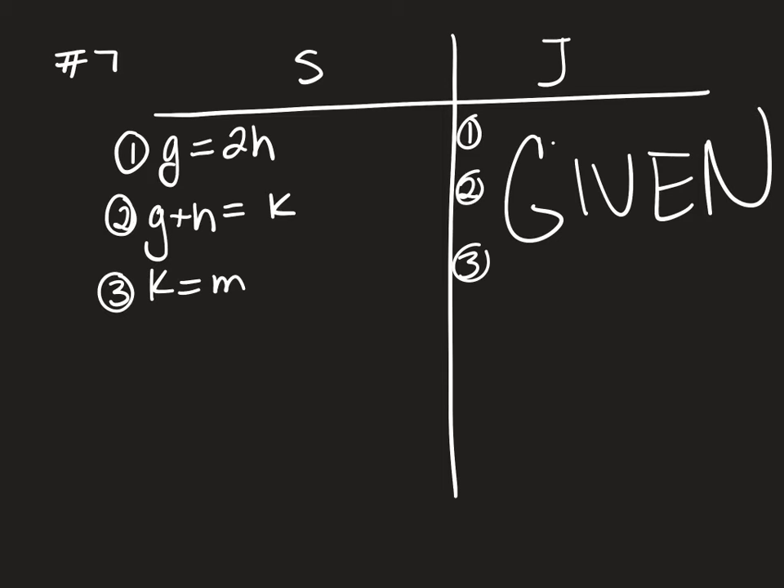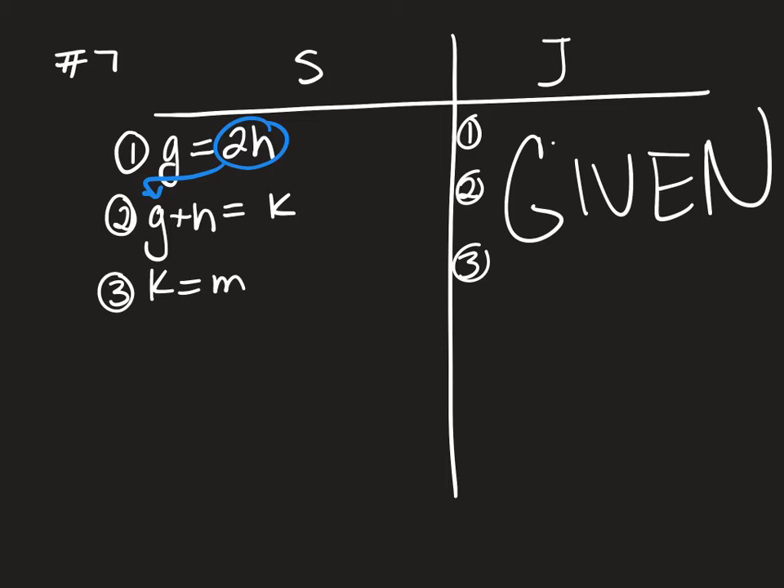So, okay. And so we're trying to prove that M is equal to 3H. So that means that we need to get an equation that only has M's and H's. So we know that G is equal to 2H. So I would take this 2H and put it in this middle one.